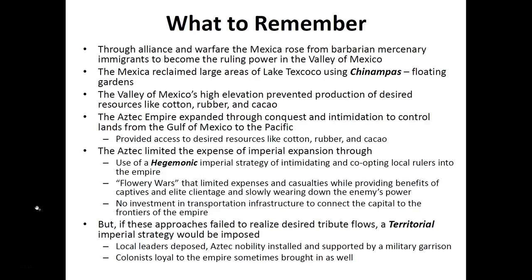Another strategy that was sometimes used as part of the territorial approach was to import colonists from the homeland, colonists who were loyal to the empire, settling them in these conquered territories in order to dilute the local population of conquered subjects. And we will see this strategy was developed to a much greater degree by the Inca, leading in some ways to a much more efficiently operated empire that was able to expand to a much greater size than the Aztec.